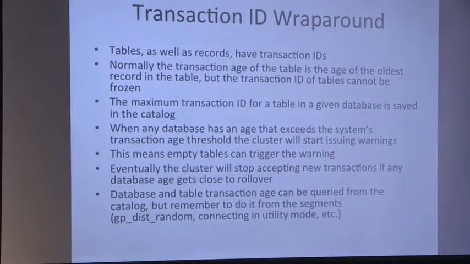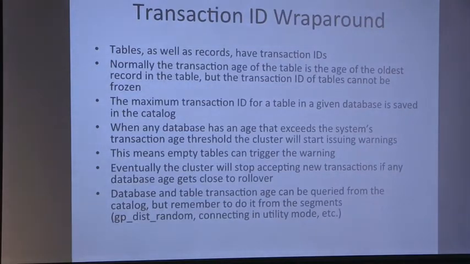So one other thing to remember is that tables, as well as records, have their own transaction IDs, right? So normally the transaction ID of a table is actually the age of the oldest record in that table. But there's an important difference between the transaction ID of records versus the transaction ID of tables, right? A vacuum will freeze the transaction ID of a record, right? It'll override it with a special value that says this record is in the past no matter what the transaction ID of the database is. You cannot do that with a transaction ID of a table.